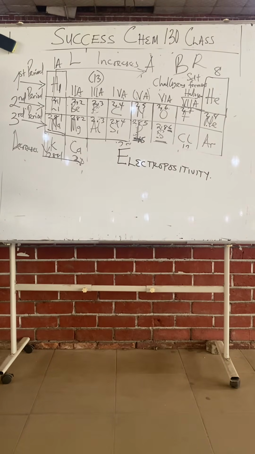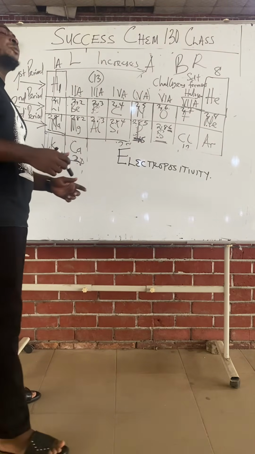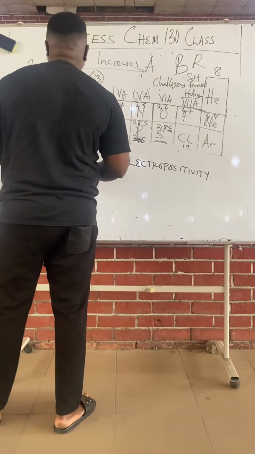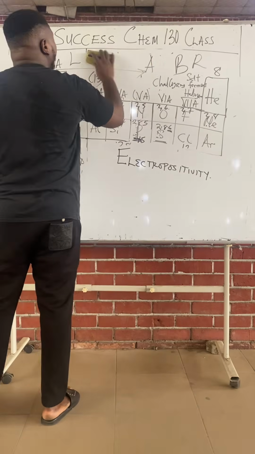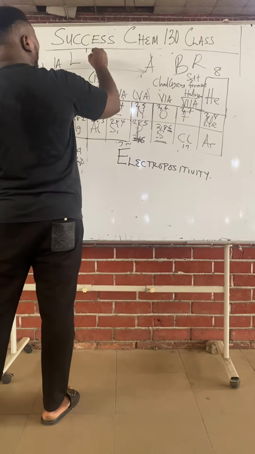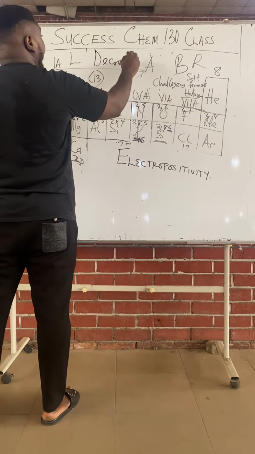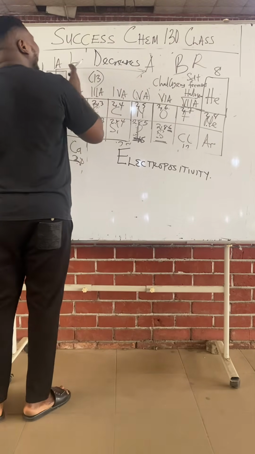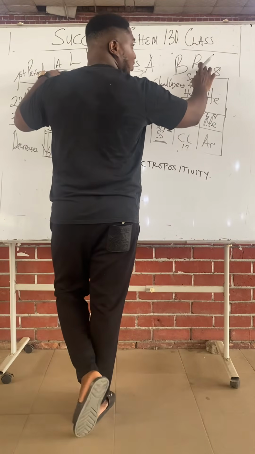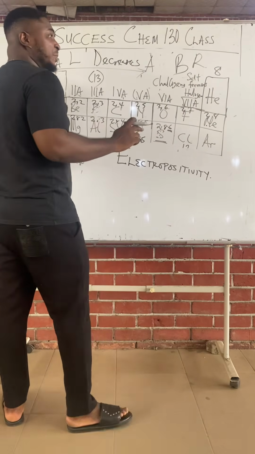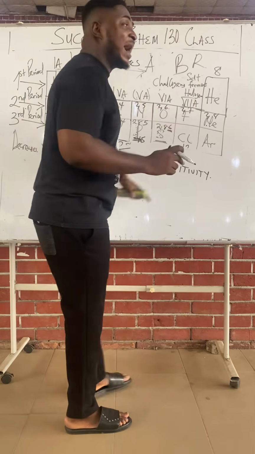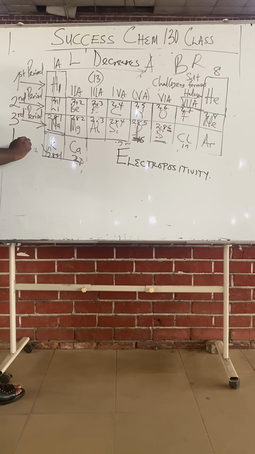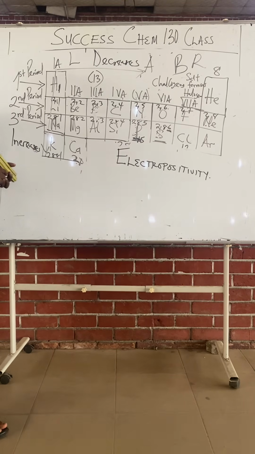Note, electropositivity has an opposite trend to electronegativity. Electropositivity decreases across the period, from left to right, and increases down the group.